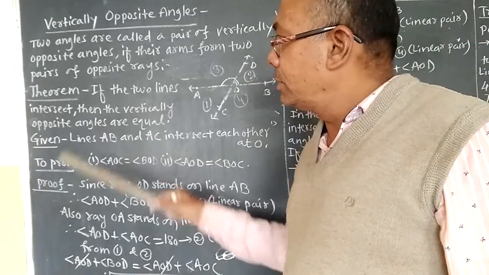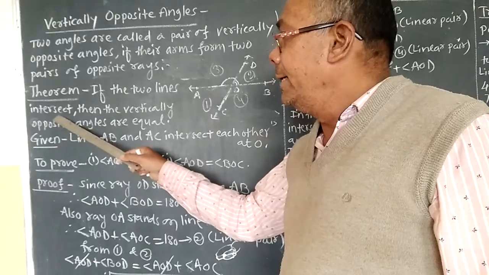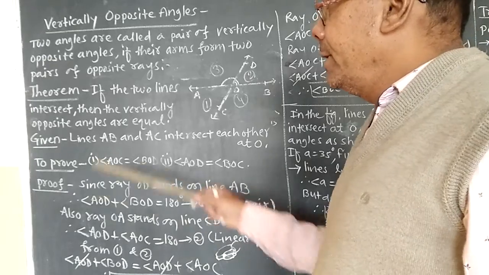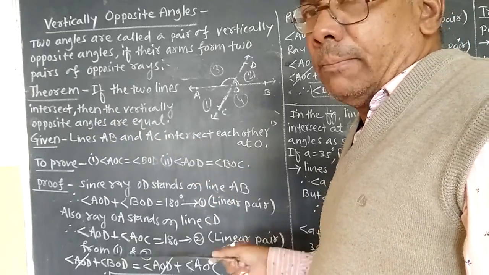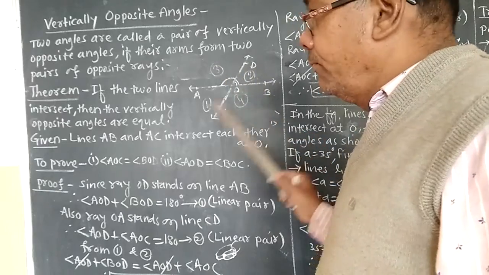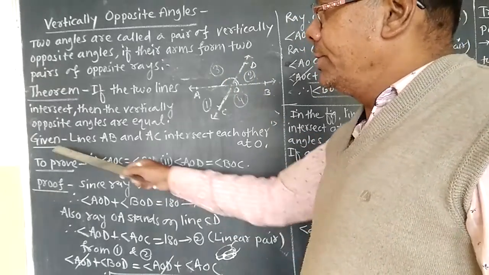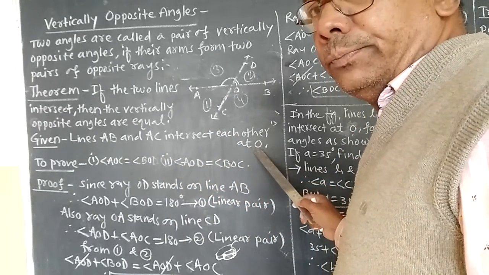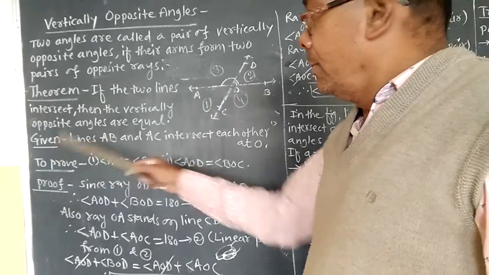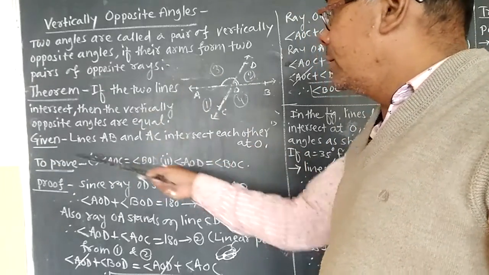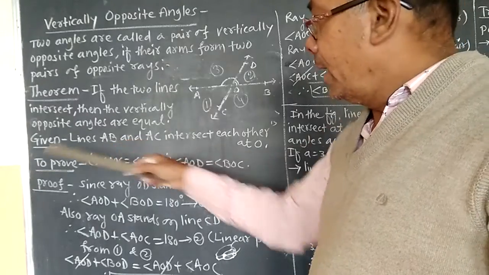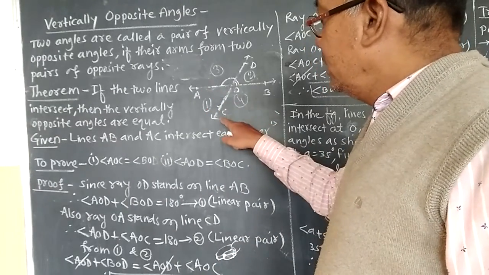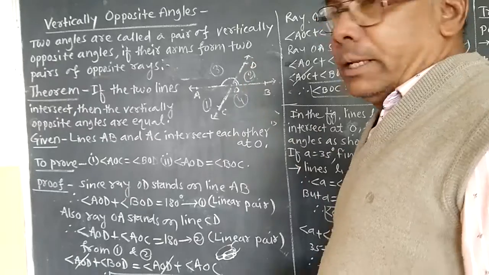Now we have to see the theorem: if two lines intersect, here AB and CD, then the vertically opposite angles are equal. Means angle 1 and angle 2, and angle 3 and angle 4, are equal. Here it is given that lines AB and CD intersect each other at O. The information of the figure is written in the given. And now we have to prove that angle AOC is equal to angle BOD.